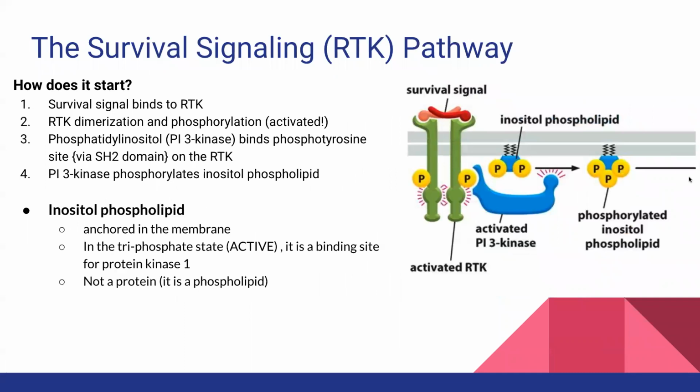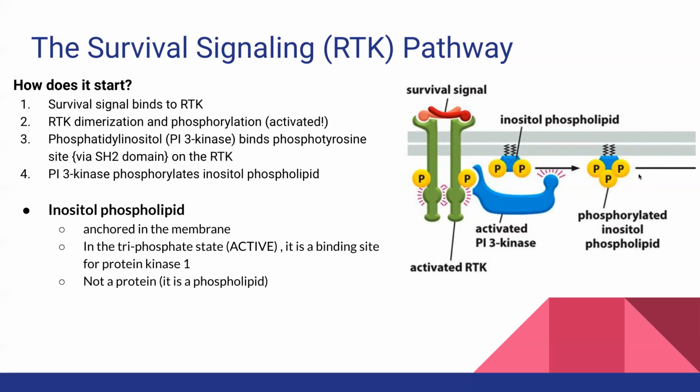So first, the signal binds to RTKs, which causes them to dimerize, and then they cross-phosphorylate each other on the tyrosine. And then instead of those groups phosphorylating, adding a phosphate group to normally a protein like in the other pathways, it's going to be a lipid. And this lipid is called inositol phospholipid, if I'm pronouncing that correctly.